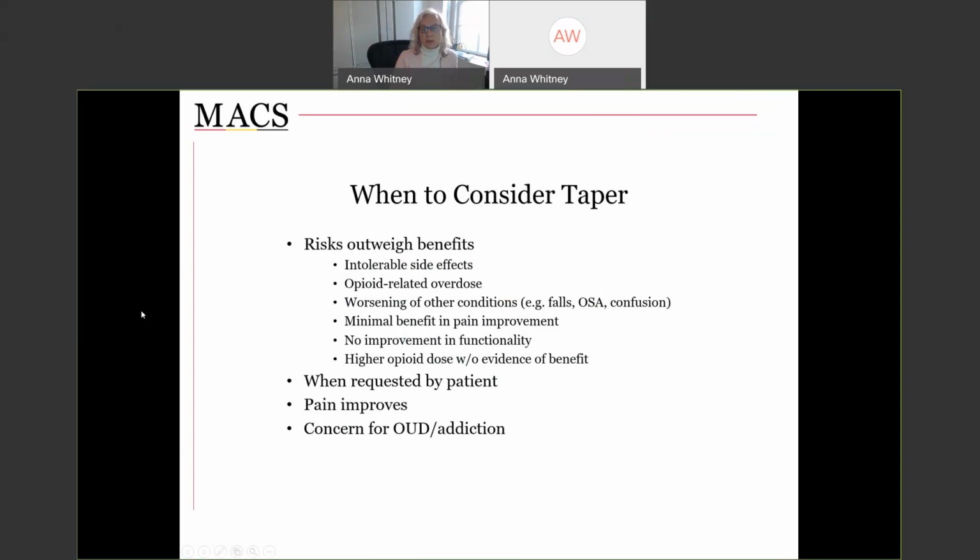What are some of those situations? Well, there may be situations in which intolerable side effects develop, such as severe constipation, small bowel obstruction, significant horrible nausea that really can't be controlled.